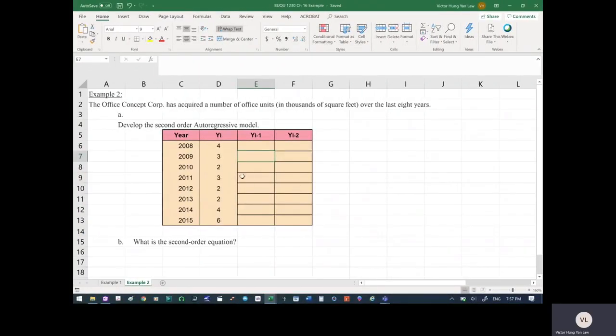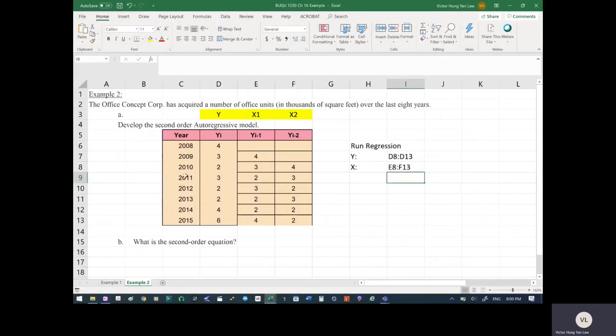We're going to start from 2009. For the year before, for 2009, that was your 2008 value, which is 4. So we reference that to D6. Then we can replicate the formula by dragging it down, and we're done. The same goes for 2 years before. We start from 2010, and equate that to our cell D6, which is the 2008 value. Once we have set up the formula once, we can just drag it down, replicate it, and we have the data set.